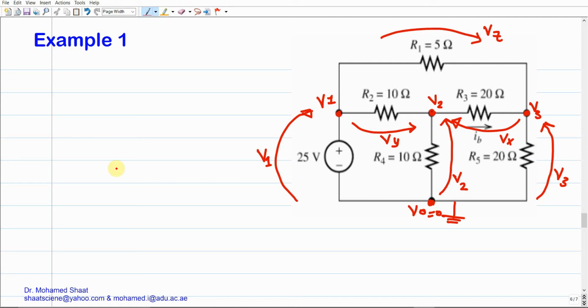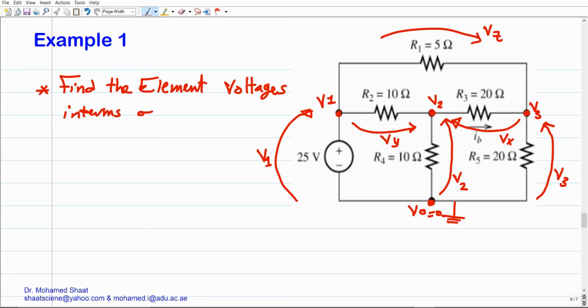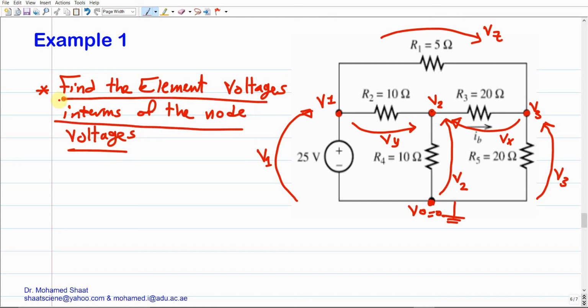How about step 6? This is the first thing that we are going to write here: find the element voltages in terms of the node voltages. This should be step 6, right?